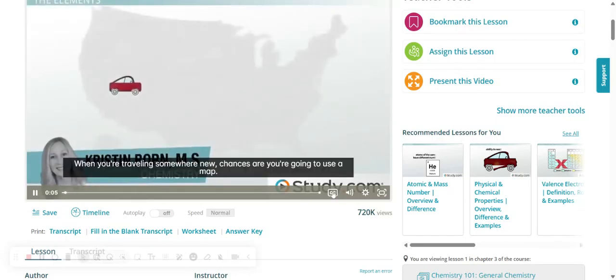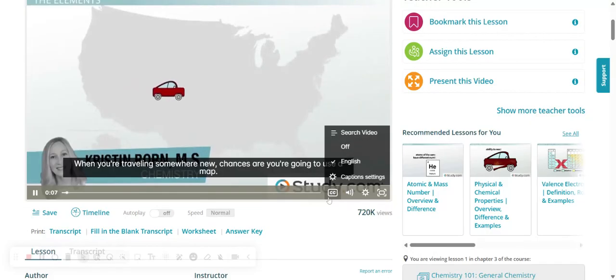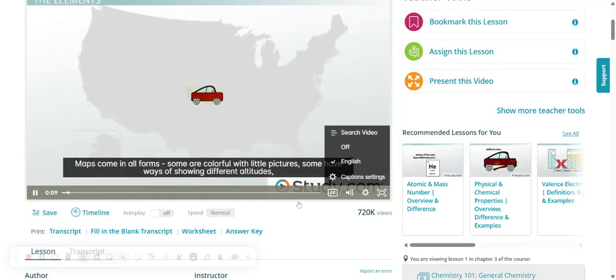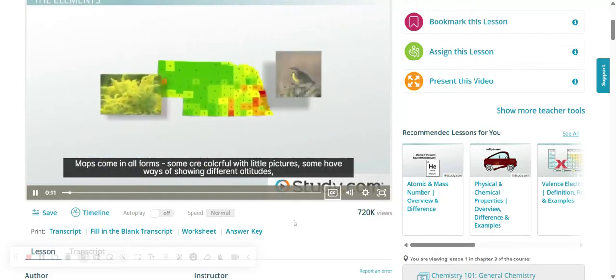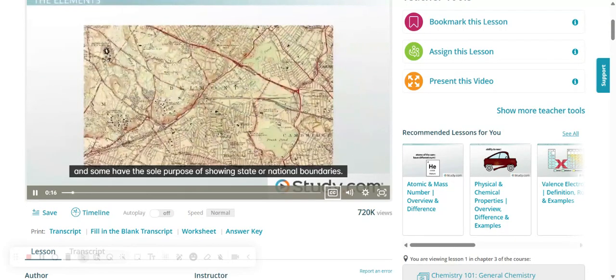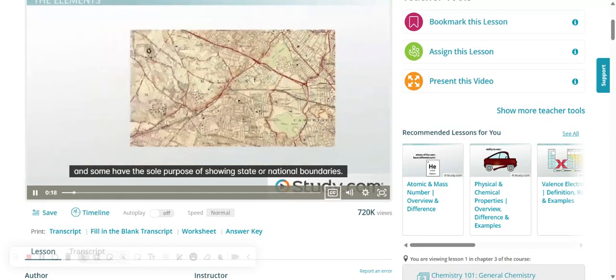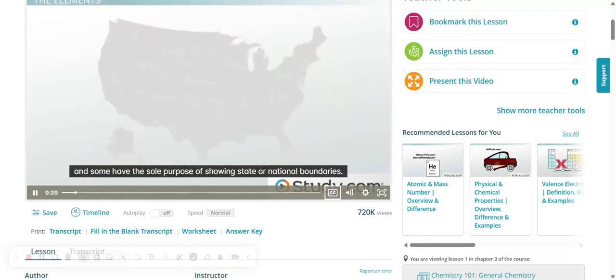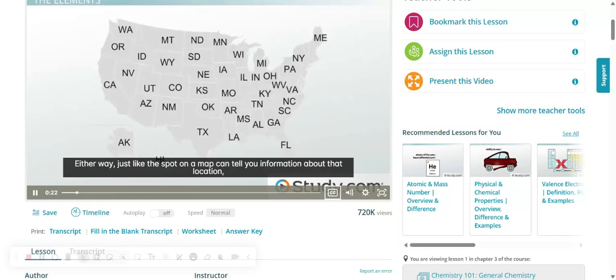When you're traveling somewhere new, chances are you're going to use a map. Maps come in all forms. Some are colorful with little pictures. Some have ways of showing different altitudes. And some have the sole purpose of showing state or national boundaries. Either way, just like the spot on a map can tell you information about that location, the position of an element on the periodic table can help you predict some of that element's properties.